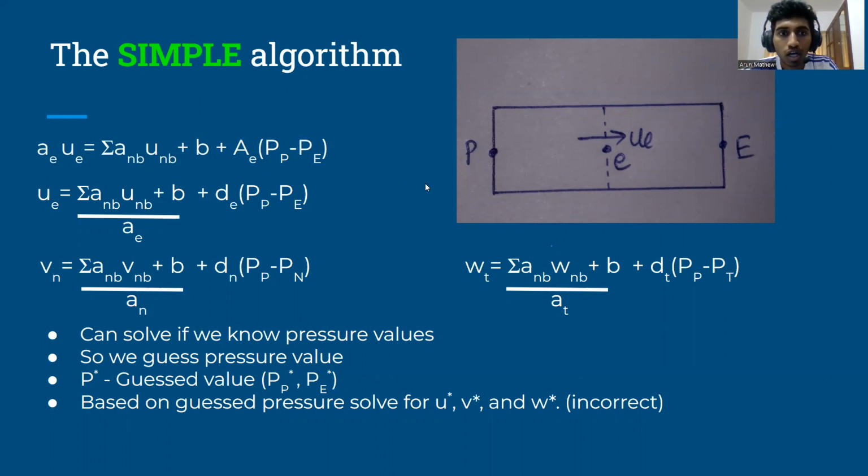So now we will divide the whole expression by aE. We will get an expression like this, which gives us the velocity field in the x direction. And capital AE divided by small aE will be written as dE, which is universally accepted and is given in all textbooks. Similarly, we can write the y velocity and z velocity.